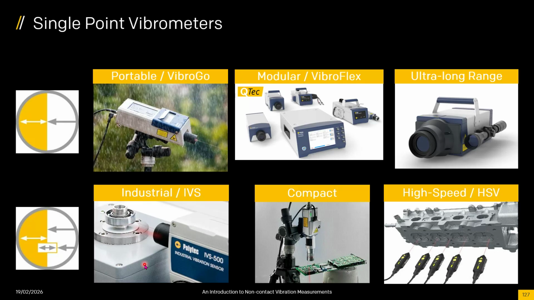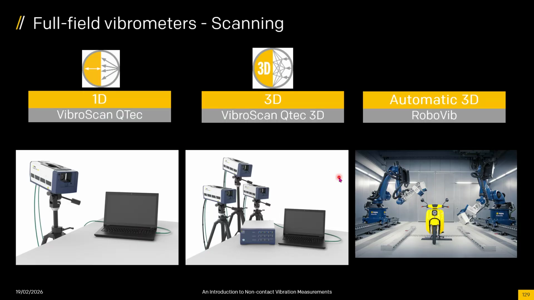But this is what some of the vibrometers look like, whether it's single point, that you see here. All these are what we call single point vibrometers, designed for different applications, or scanning vibrometers, which is 1D scanning, 3D scanning. And if you ever are in one of our labs, you will also see a robot mounted 3D scanning vibrometer setup for speeding up measurements for complex geometries. So 1D scanning, 3D scanning, and all this we'll call full field.